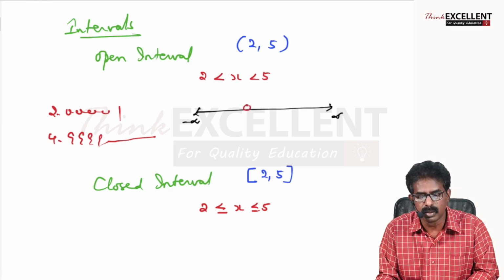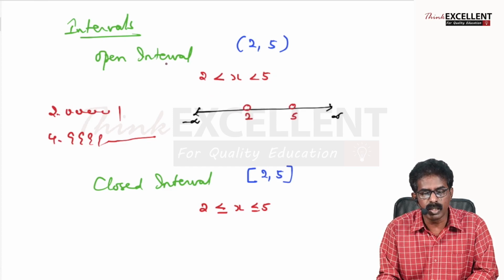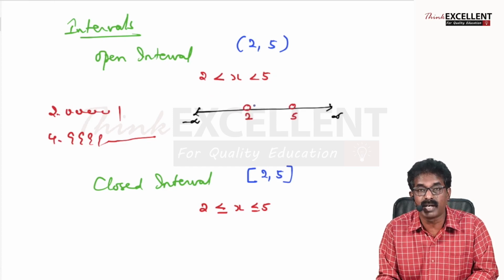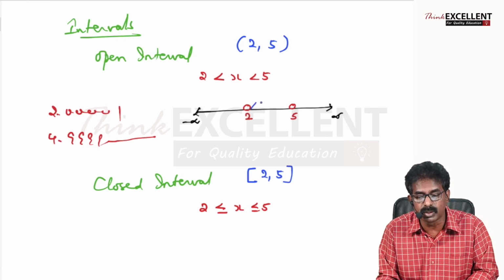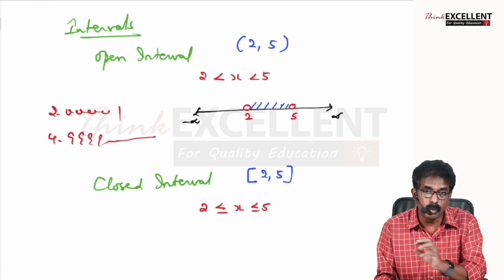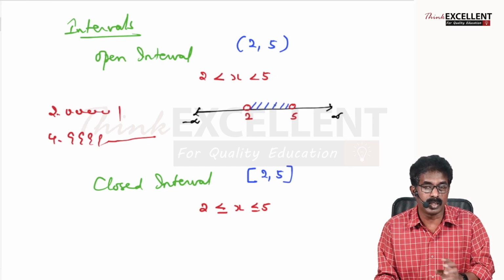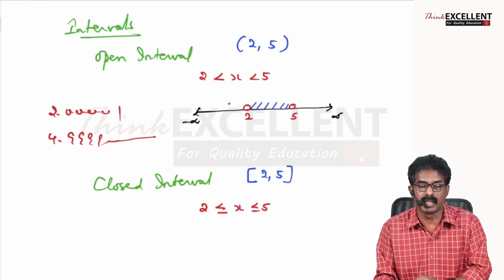You mark 2, say this is 2 and 5 here. So we want the portion between 2 and 5. Between 2 and 5 means you shade like this. The 2 and 5, let it be open. Don't shade that one. Don't darken that one. Okay, that is for open interval.